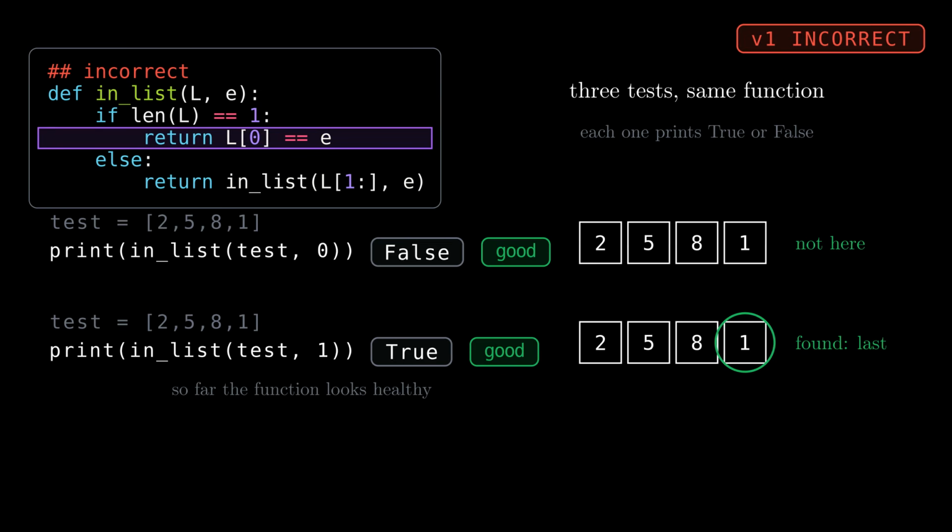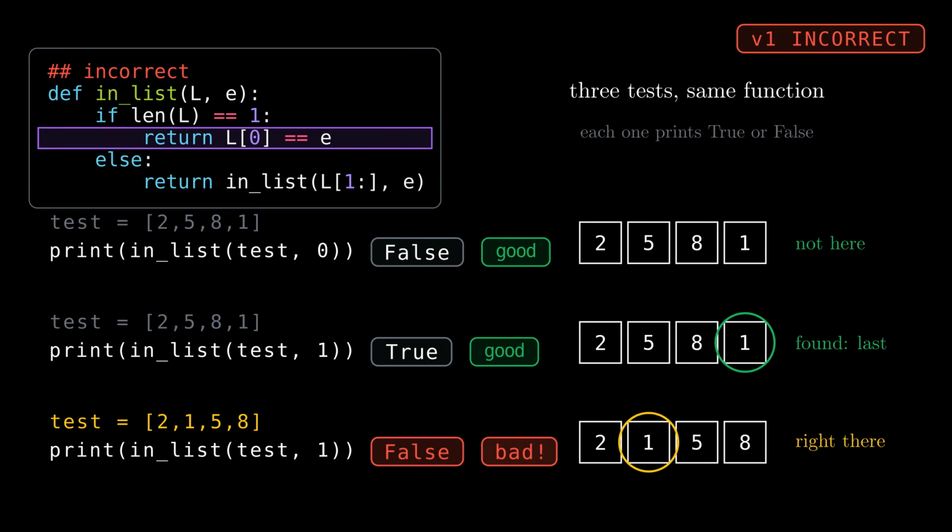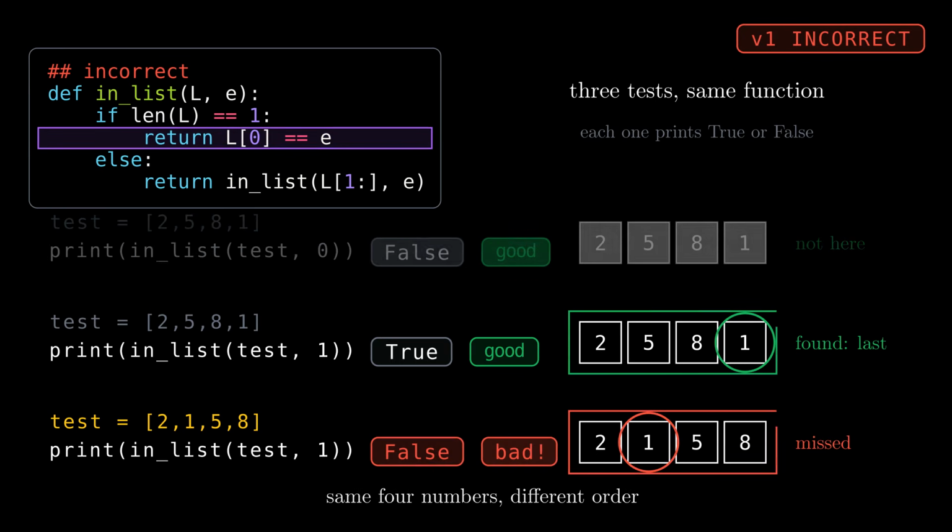Now change the input only slightly. The list 2, 1, 5, 8, searching for 1. The element is sitting right there in the second position. Run it, and the function returns false. That is not okay. Same four numbers, same element, just a different order, and the answer flipped from correct to wrong. Something in this function depends on where the element sits, and that should never be true of a membership test.